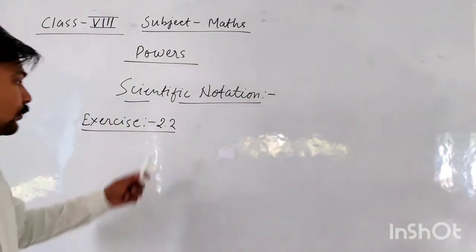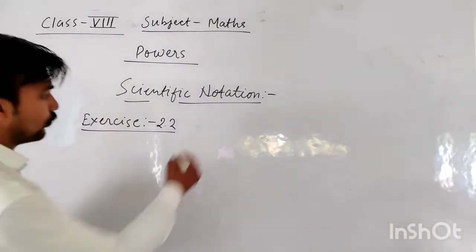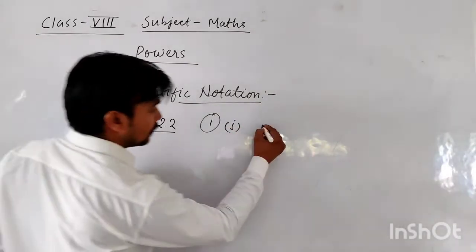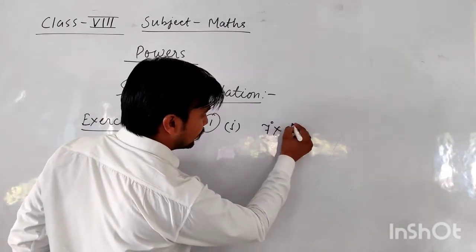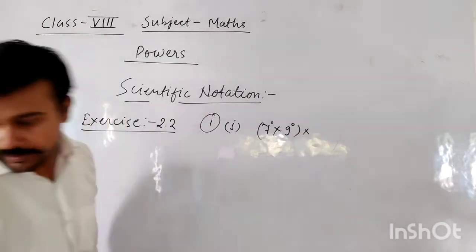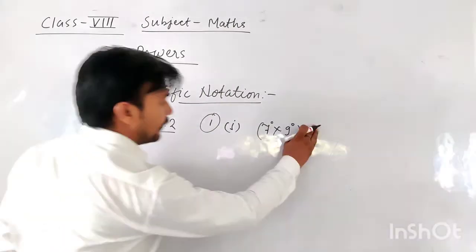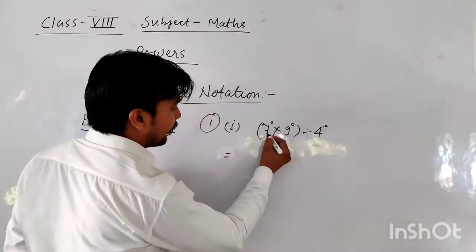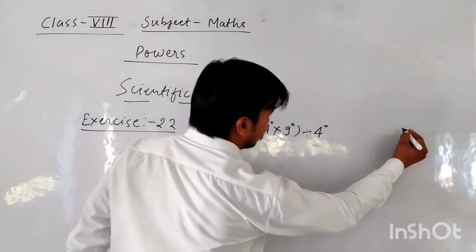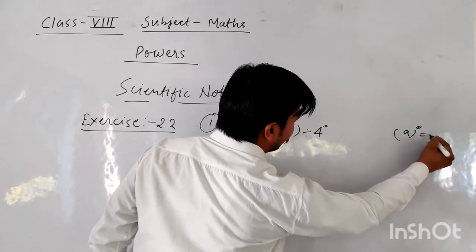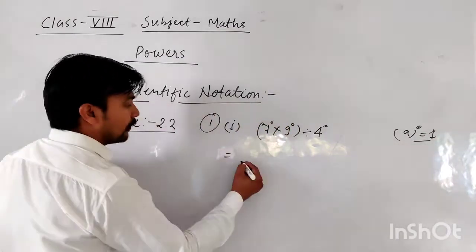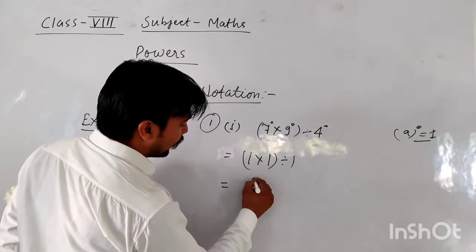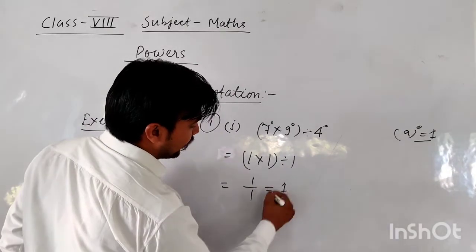Let's come to exercise 2.2. Let us see question number 1J. The question is 7 into 9 to the power 0, which will be multiplied, sorry, it is divided by the power 0. So what will happen? 7 to the power 0, we have learned that if any rational number has power 0, then it will always be 1. So this will be 1 into 1 divided by 1. So 1 into 1 is 1 and divided by 1 will equal 1.